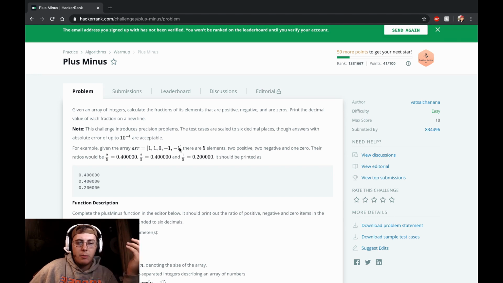For example, given the array r equals 1, 1, 0, negative 1, negative 1, there are 5 elements, 2 positive, 2 negative, and 1 zero. Their ratios would be 2 to 5, 2 to 5 equals 0.4, 2 to 5 equals 0.4, and 1 to 5 equals, it should be printed as, oh, okay, so I'm counting how many of each occurs in the array, and then I'm dividing it by the length of the array pretty much.